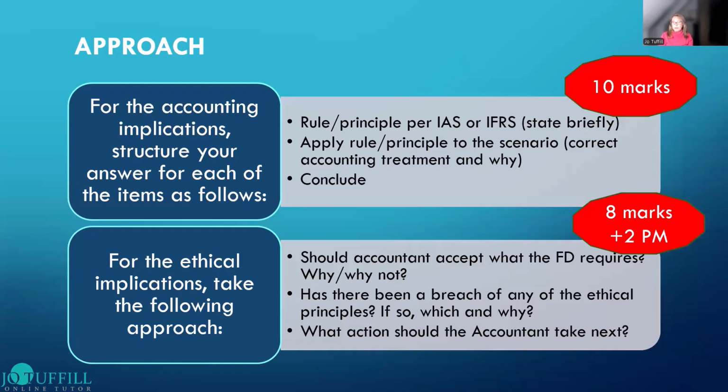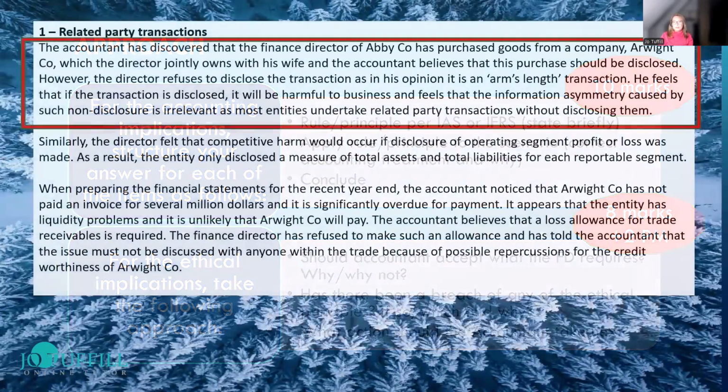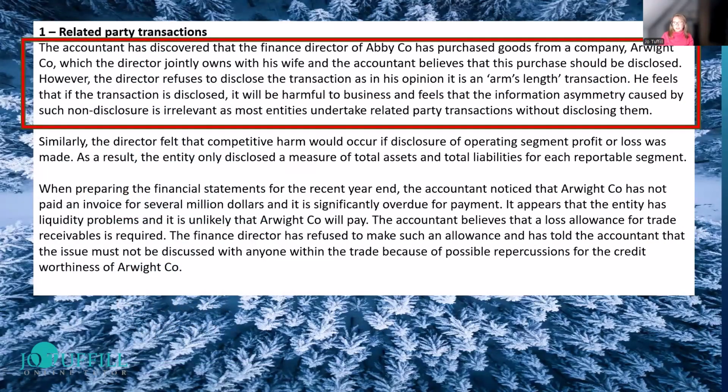So that's the way we're going to approach it. First exhibit is related party transactions. And so here it states, the accountant has discovered that the finance director of Abbey Company has purchased goods from a company, Arkwright, which the director jointly owns with his wife, and the accountant believes that this purchase should be disclosed. The director refused to disclose the transaction as it's, in his opinion, an arm's length transaction.